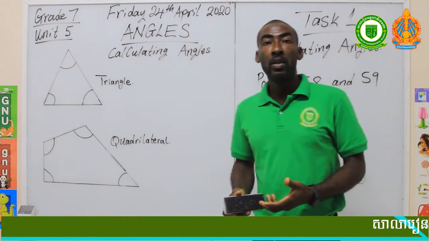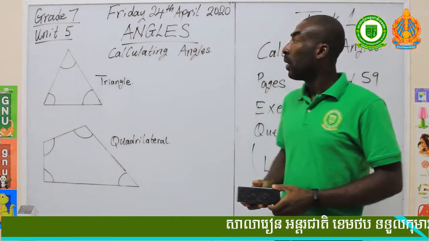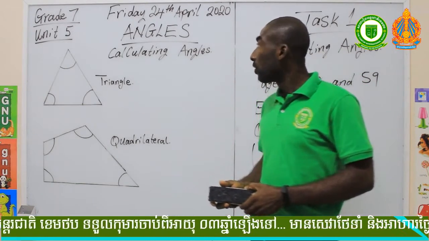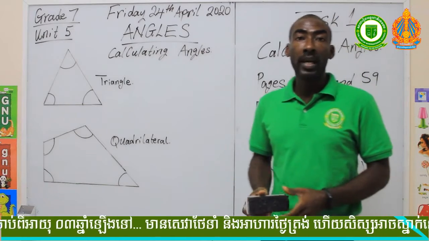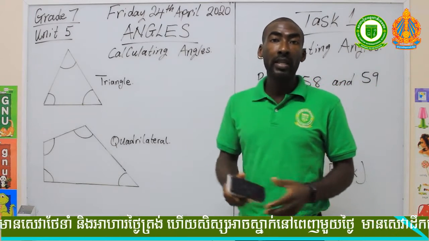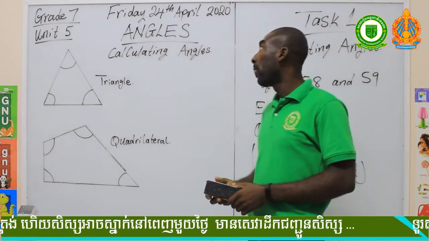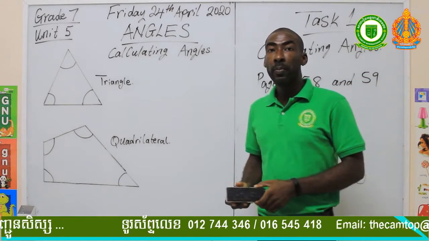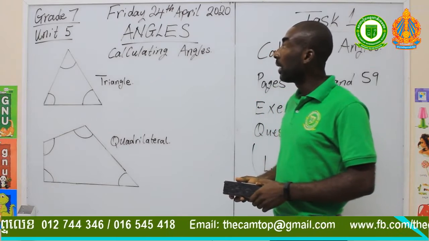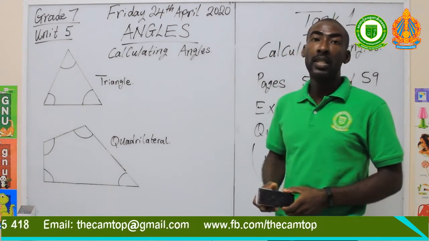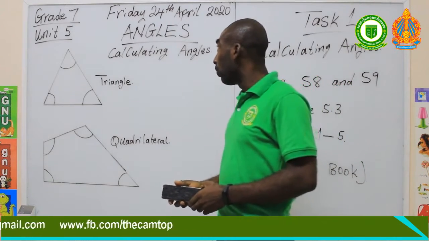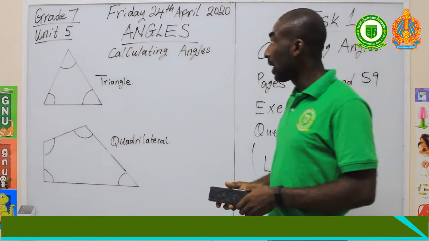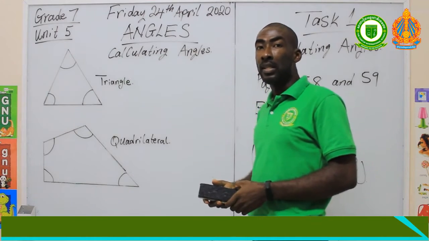We learned about an acute angle, which is an angle that is less than 90 degrees, and we also learned about an obtuse angle, which is more than 90 degrees. In today's lesson, we're going to go a little deeper into angles and learn how we can calculate angles. So we will take what we learned from our previous class and apply it in this lesson.